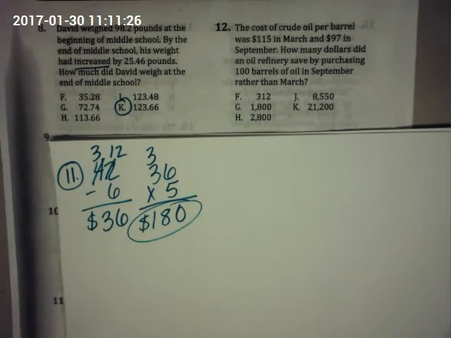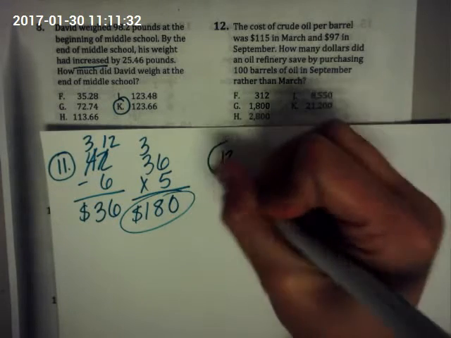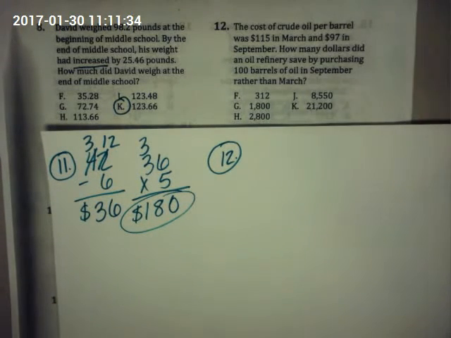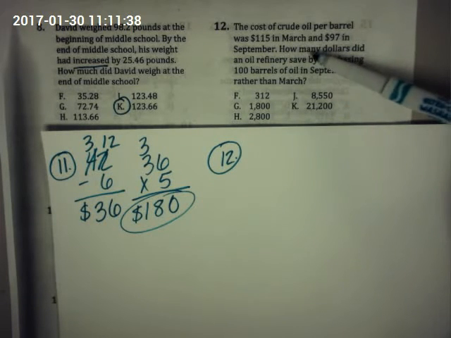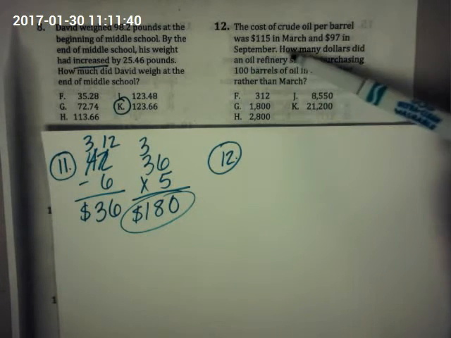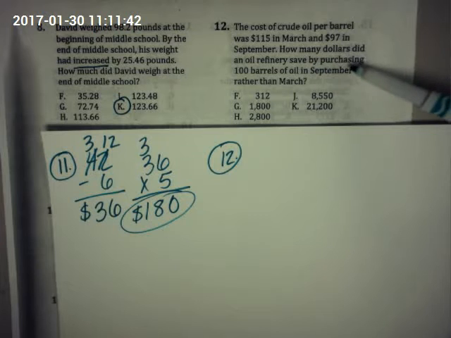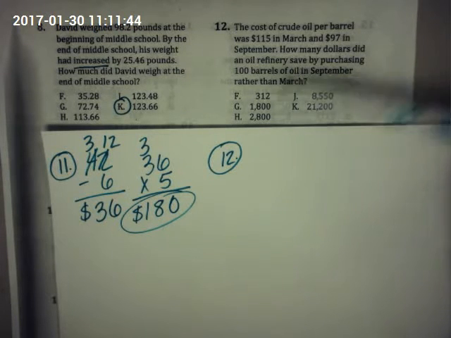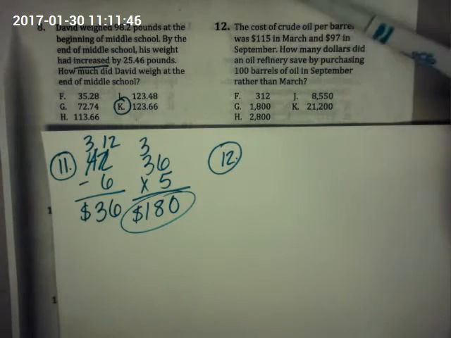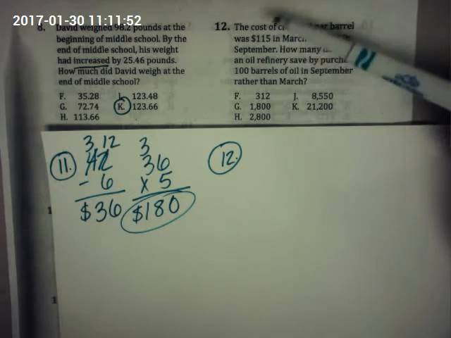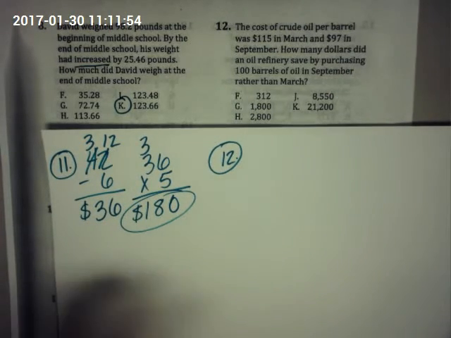Number 12. The cost of crude oil per barrel was $115 in March and $97 in September. How many dollars did an oil refinery save by purchasing 100 barrels of oil in September rather than March? Okay. One way to find this is to figure out how much they spent on 100 barrels in March first. So that means we would do 100 times 115.